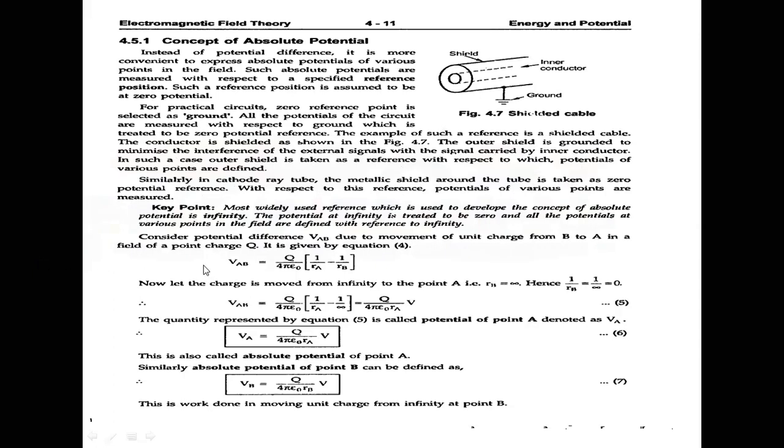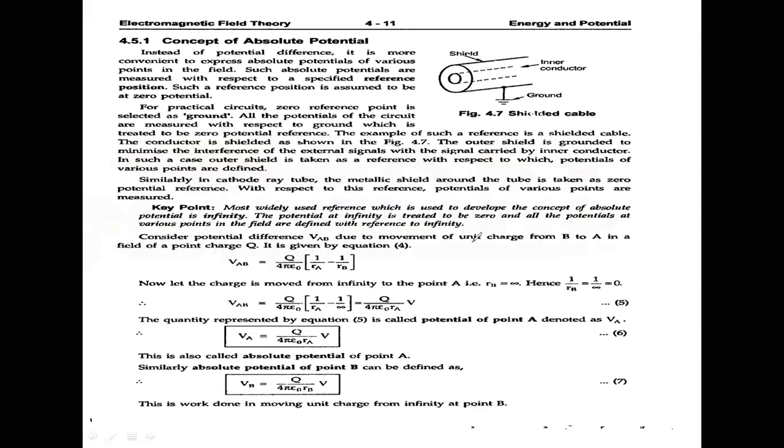Now we know the potential difference due to the movement of unit charge from B to A in the field of charge Q, that is VAB equals Q by 4 pi epsilon naught into 1 by RA minus 1 by RB. Got it, my dear students? Now let us consider the charge being moved from infinity to the point A.